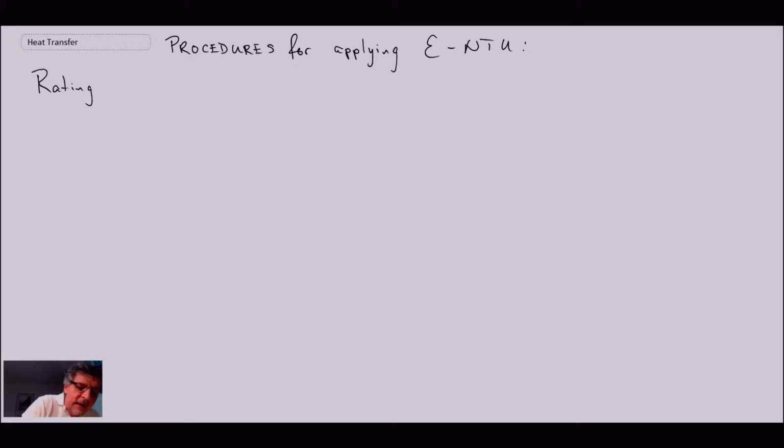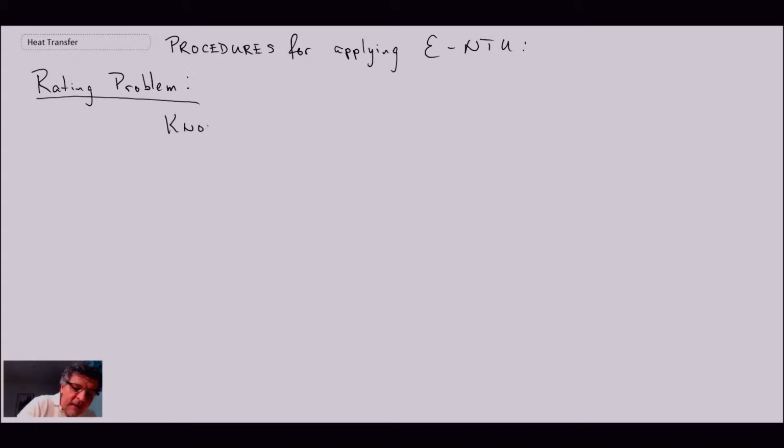All right, in this segment we're going to look at two different types of problems that you can apply the Effectiveness-NTU method to, and with that we'll look at the procedures for each type of problem. The first type of problem is referred to as the rating problem. And if you recall, this is the problem that we ran into some trouble with when we applied the LMTD.